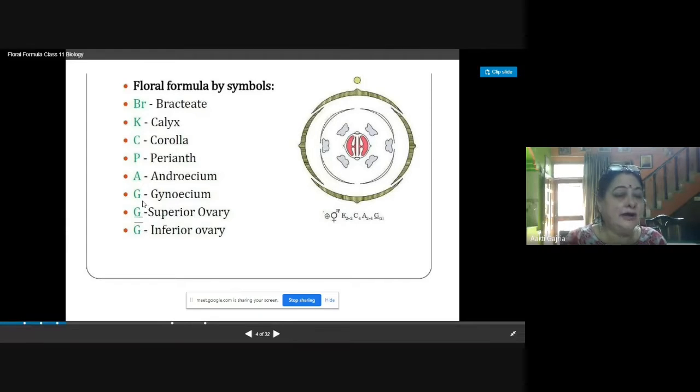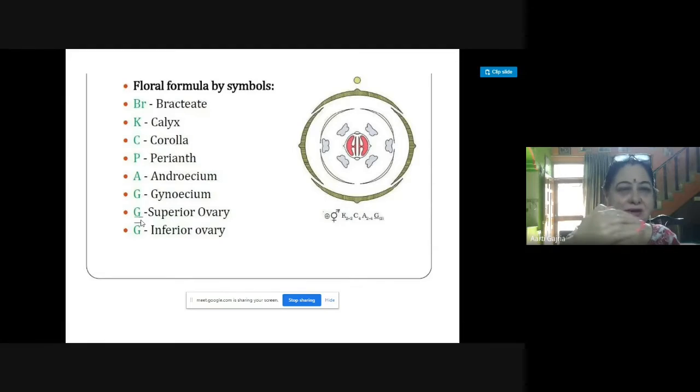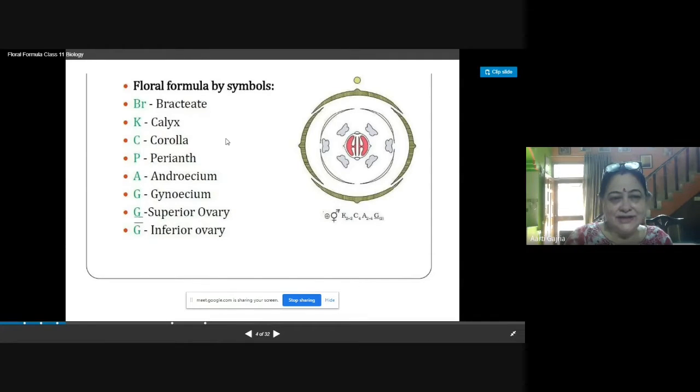Okay. Now gynoecium, we will write a line below or a line above. A line below means that the ovary is superior in the gynoecium. And the line above the capital G means that the ovary is inferior. So these are the symbols which we use in the floral formula. So this is one floral formula, and this is one floral diagram representing this floral formula.